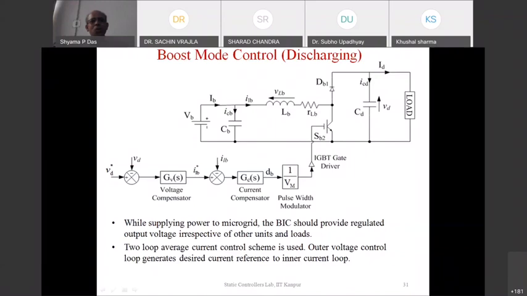And then we have the voltage compensator. The voltage compensator generates the reference current of the inductor, which is ILB star. And then we have a Hall sensor to sense the inductor current, that is ILB, and the inductor current is fed back here. Then we have a current compensator, and the current compensator generates the switching signal of the IGBT. So we have two loops here. One is the voltage loop. The outer loop is the voltage loop, which basically regulates the microgrid voltage. And then the inner loop is the current loop, which regulates the current of the inductor. Next slide, please.